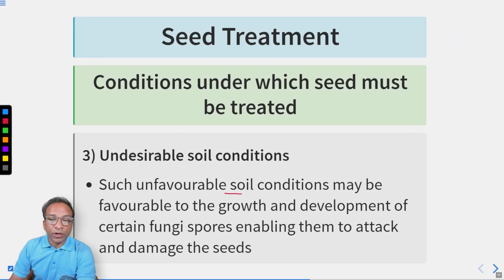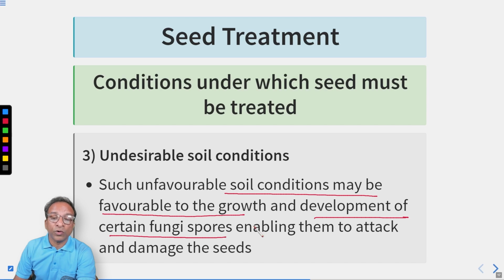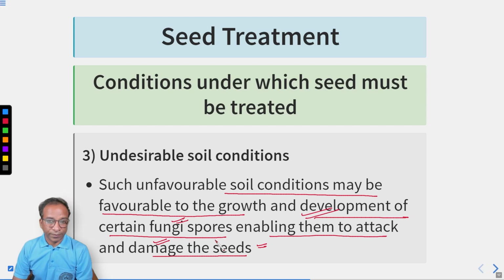Such unfavorable soil conditions may be favorable to the growth and development of certain fungal spores, enabling them to attack and damage the seed. Yes, these conditions are very favorable for the development of certain fungal spores. They can germinate and attack or damage the seed. They can establish themselves inside the seed. Their hyphae can enter the seed and get established, and they can ultimately harm the seeds.